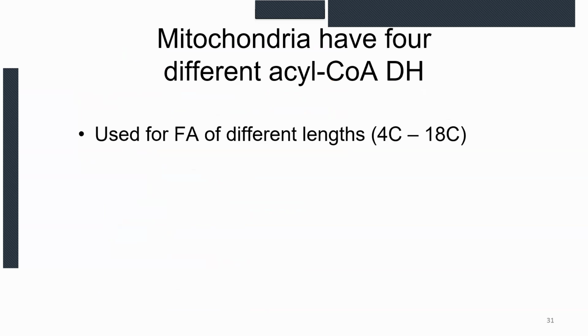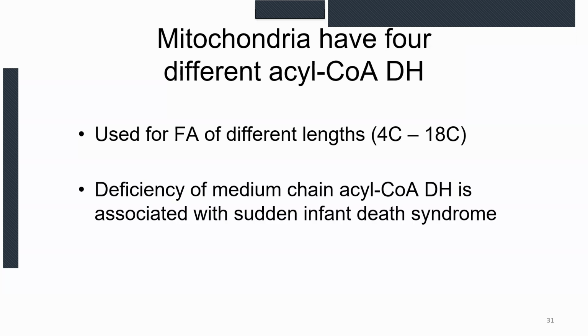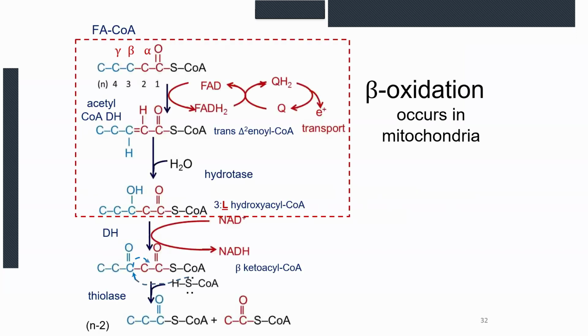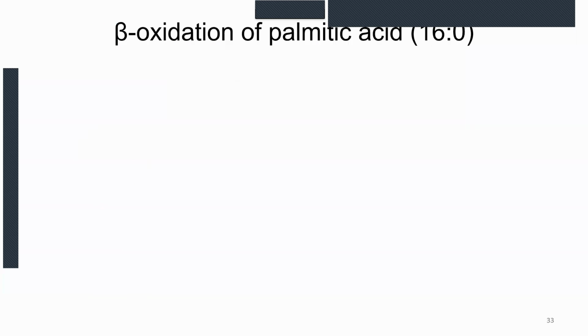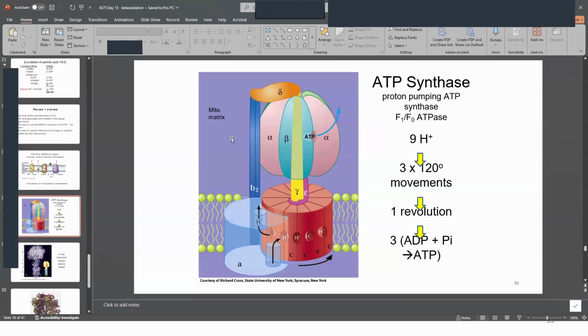Now, your mitochondria have 4 different acyl-CoA dehydrogenases used for fatty acids of different lengths, ranging from 4 to 18 carbons long. Deficiency of medium chain acyl-CoA dehydrogenase is associated with SIDS, sudden infant death syndrome, about 10% of the cases. Now, beta oxidation, all of this takes place in the mitochondria. To visualize the breakdown of a fully saturated fatty acid, which is the range we're going to focus on for this class, because they can get a little bit more complicated.